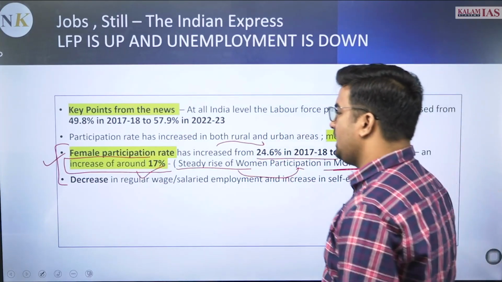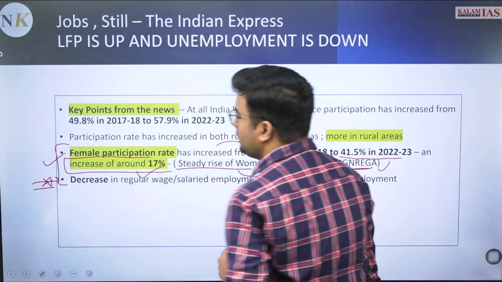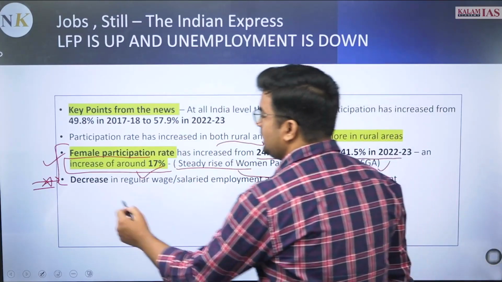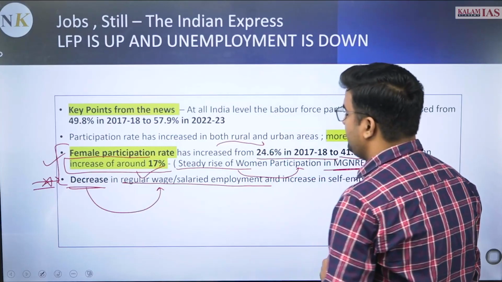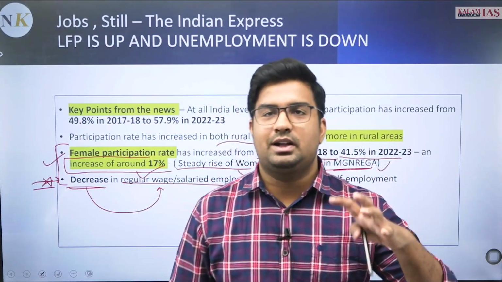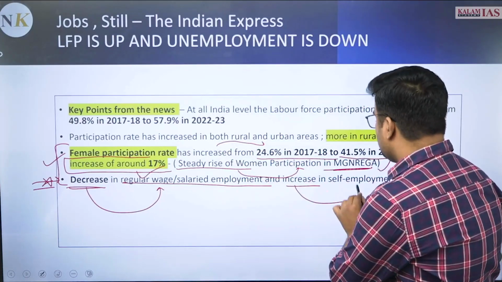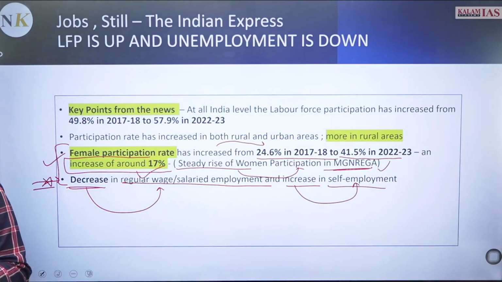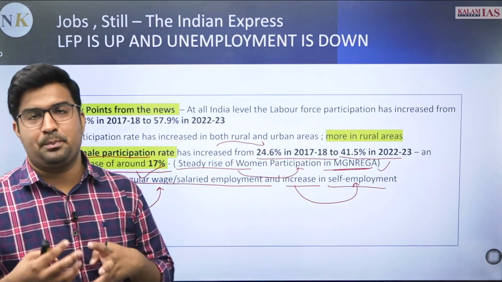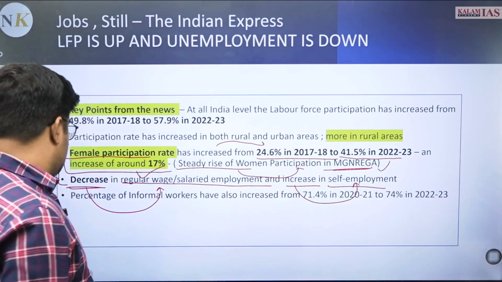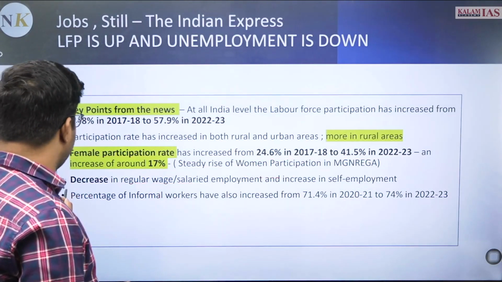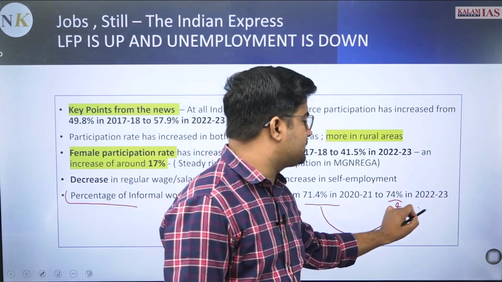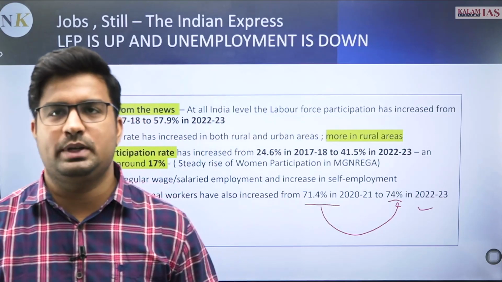One more thing that you need to understand: this has also raised a significant question. This is a good thing, but one question has come forward from the survey itself, that there is a decrease in regular wage and salaried employees. Regular wage and salaried employed में decrease आया है, and there is an increase in self-employment. That means people are more involved in self-employment activities and also in household activities, which are largely not paid. Thereafter, the percentage of informal workers has also increased, from 71% to 74% in 2022 and 2023 from 2020 and 2021.